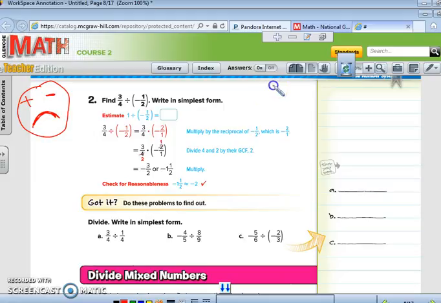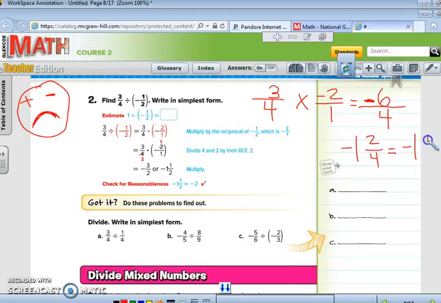So I'm going to keep, change, flip, and I'm going to go ahead and write the negative sign in my answer so I don't forget. From there, 3 times -2 is -6. I've already got the negative. Put my 6. 4 times 1 is 4. And then simplify. Don't forget to keep your negative. We have 2 left over. And then that's going to simplify.